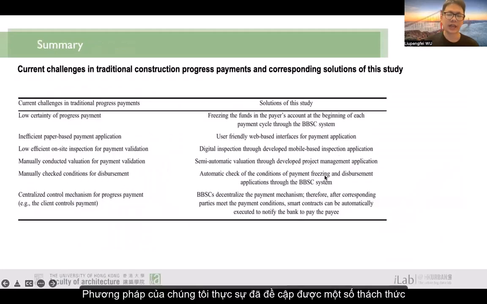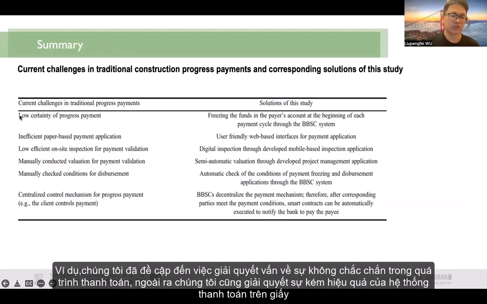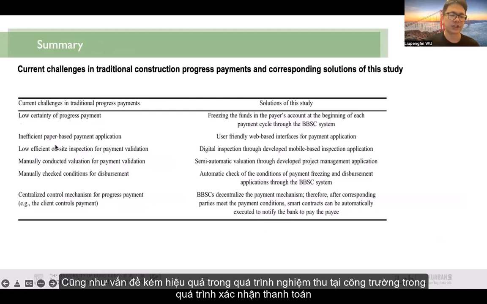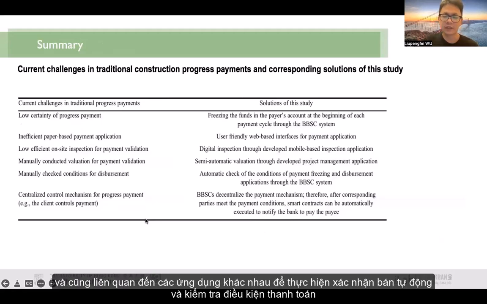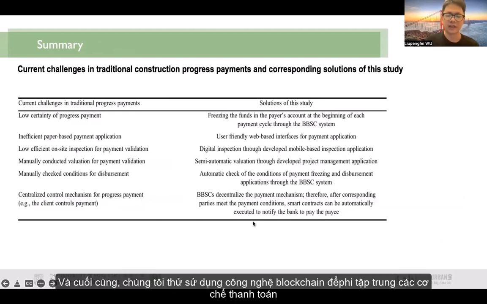So our solution actually addressed several challenges. For example, we addressed the high uncertainty of progress payment. We also solved the inefficient paper-based payment applications, as well as the inefficient on-site inspection for payment validation. We also involved different applications in order to realize semi-automatic valuation and payment condition check. And finally, we tried to use blockchain technology to decentralize the payment mechanism.